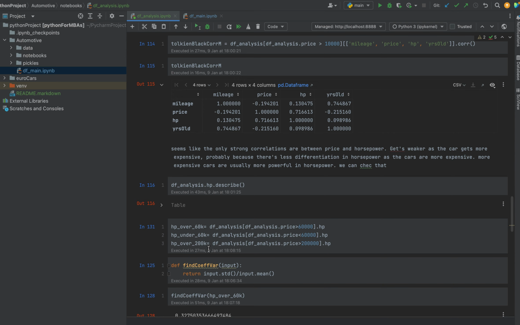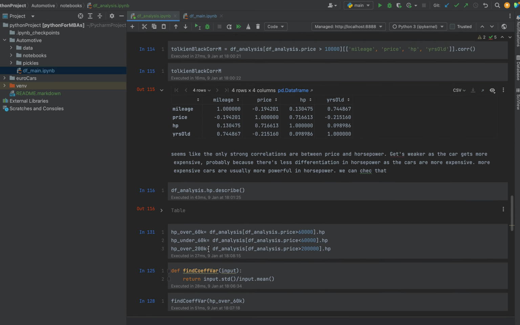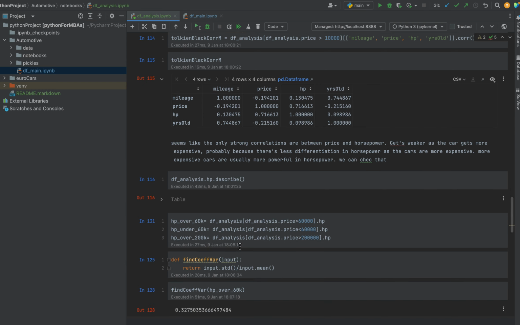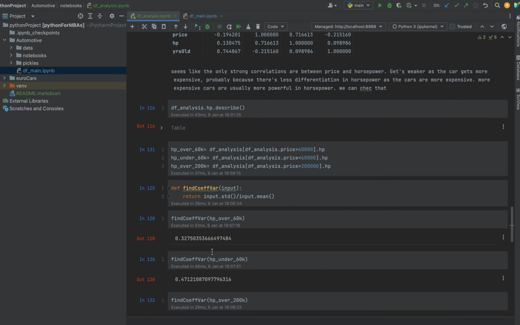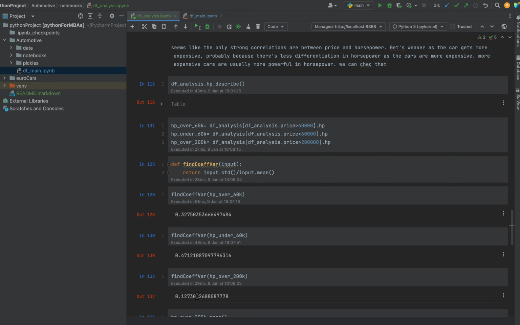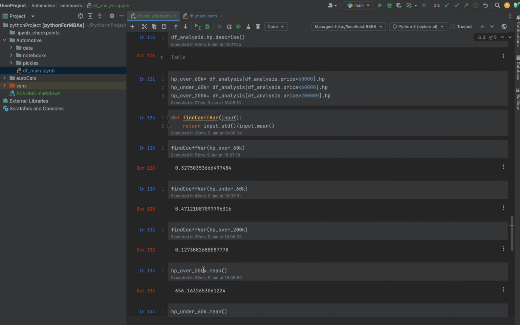And here, I just wanted to find how much variation there was in certain price ranges. So as you can see, there's less variation as the price gets higher. If it's under 60,000 euros, there's more variation, but as it gets over 200,000, there's less, which kind of makes sense. They're going to be more powerful engines overall.